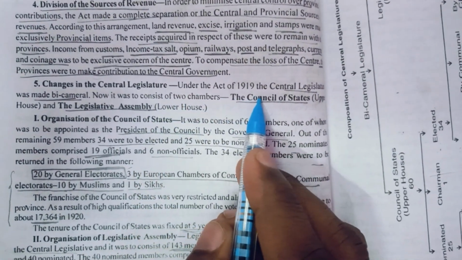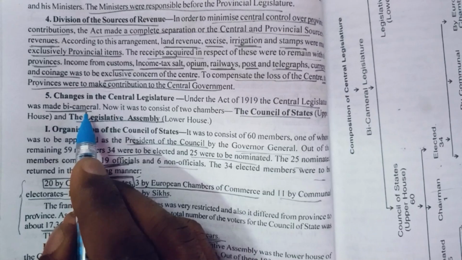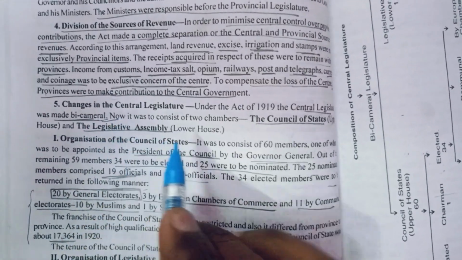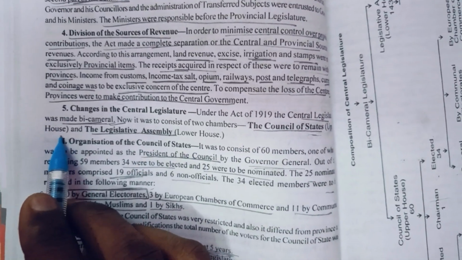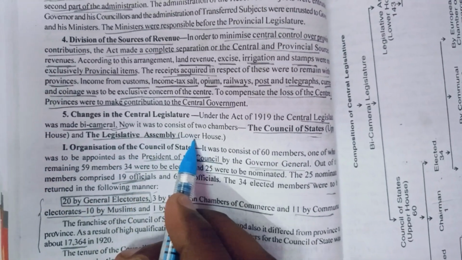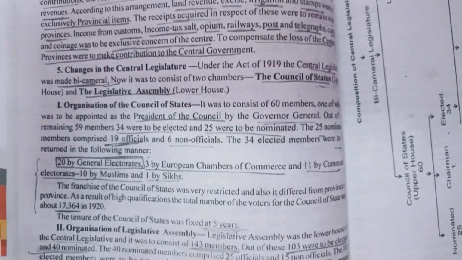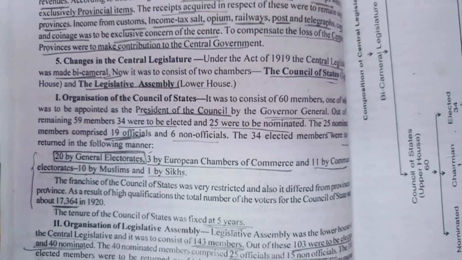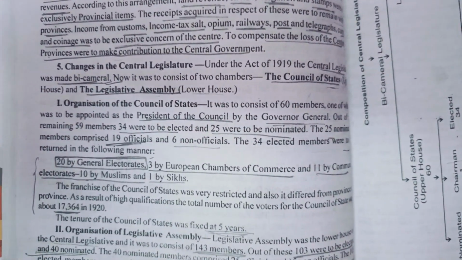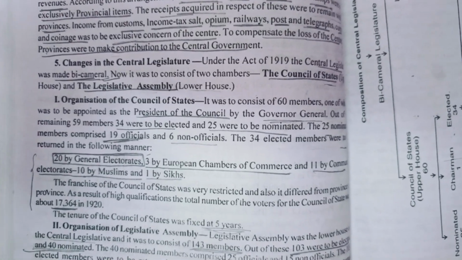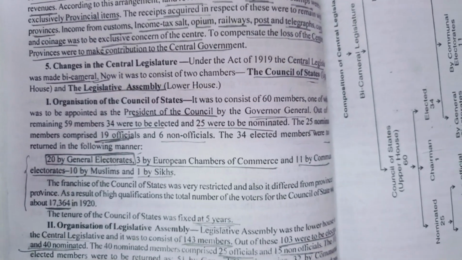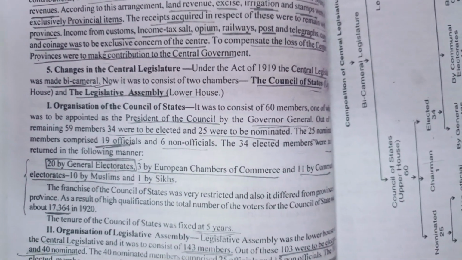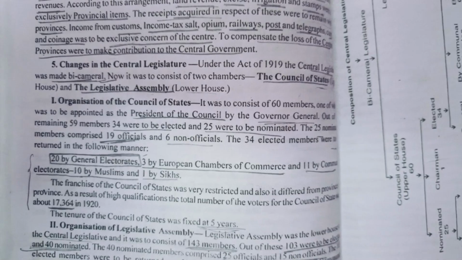Under the Act of 1919, the central legislature was made bicameral, and it was to consist of two chambers: the Council of State, which is also known as the Upper House, and the Legislative Assembly, which is also known as the Lower House. From this point, you can see that this legacy has continued till after independence also. Just the names have been changed: the upper house as the Rajya Sabha and the lower house as the Lok Sabha.